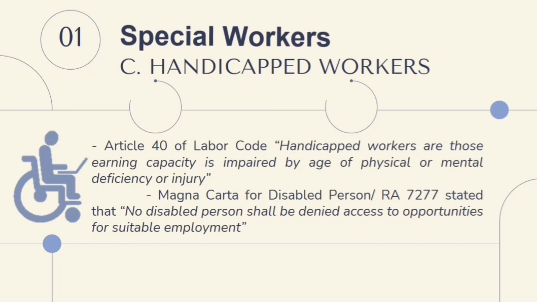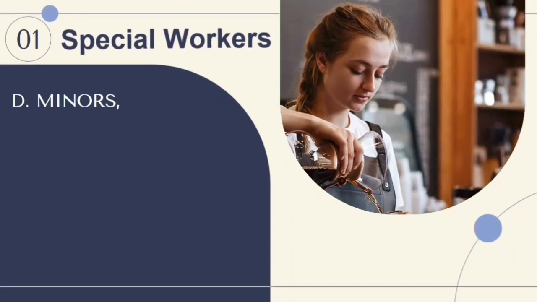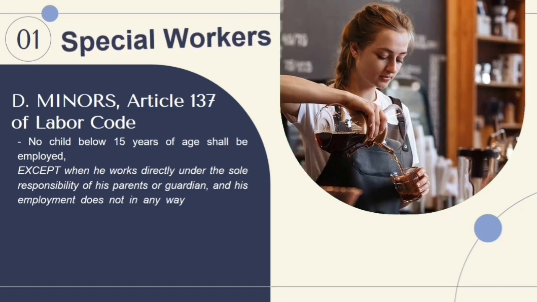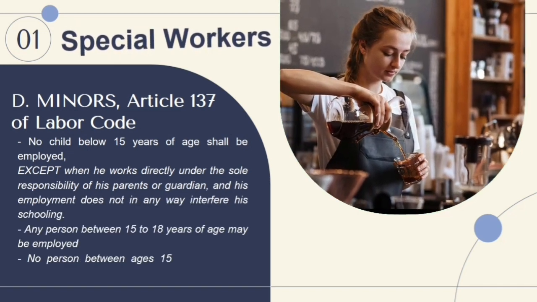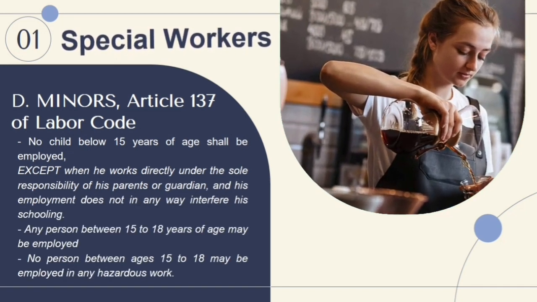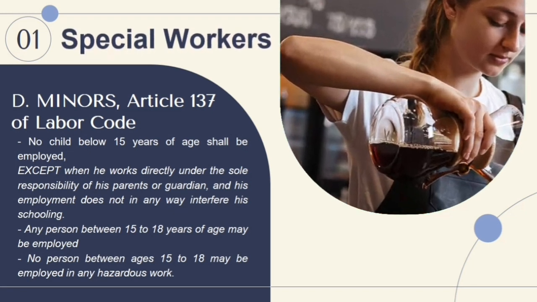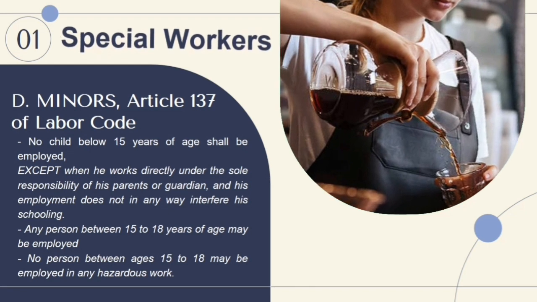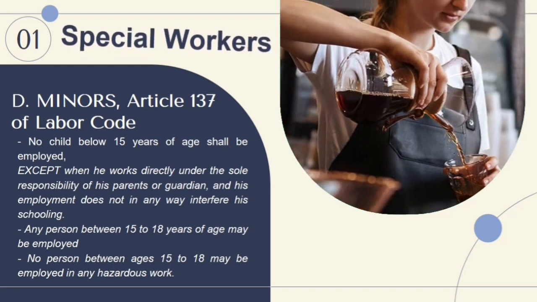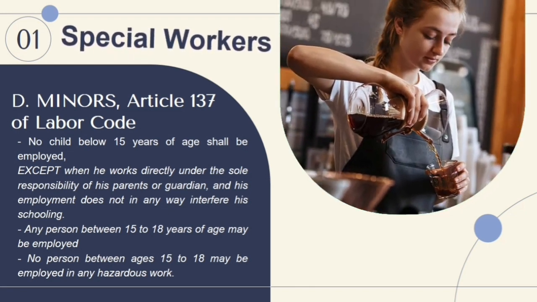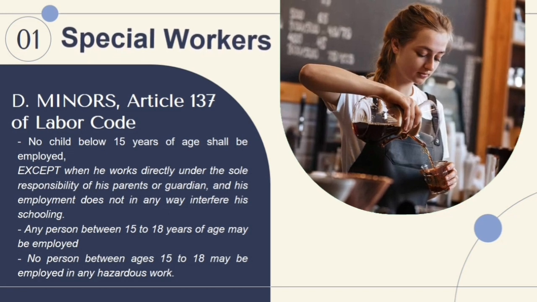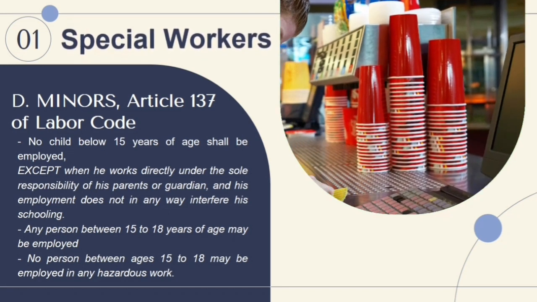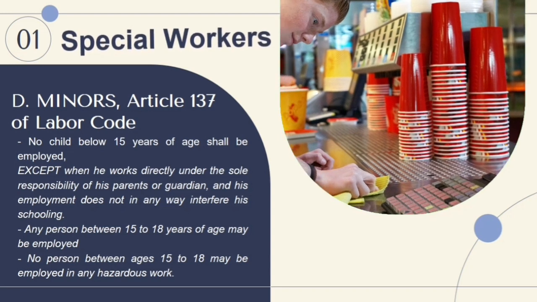Next, we have the minors, under Article 137 of the Labor Code. It provides that no child below 15 years of age shall be employed. But there is an exception. That is when he works directly under the sole responsibility of his parents or guardian, and that his employment does not in any way interfere with his schooling.